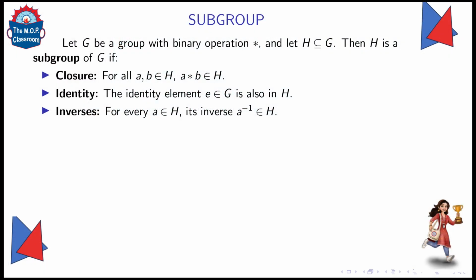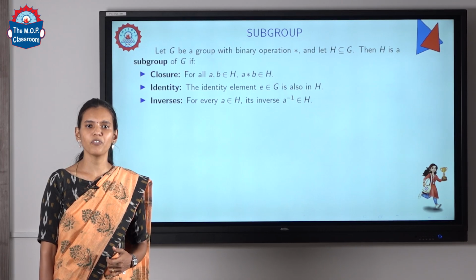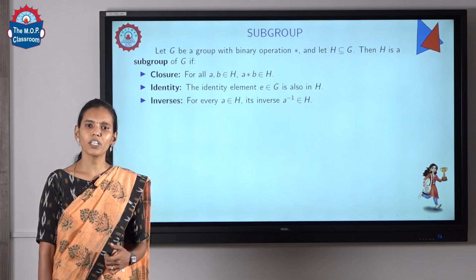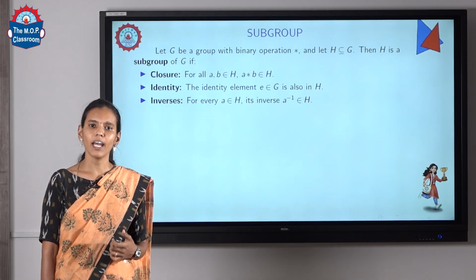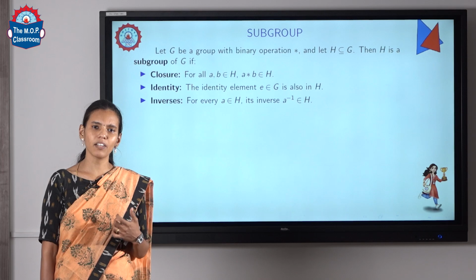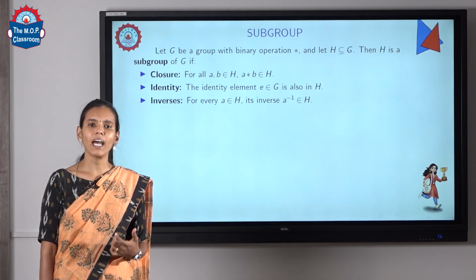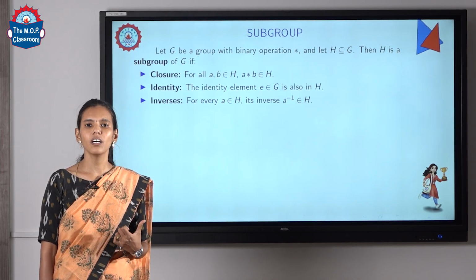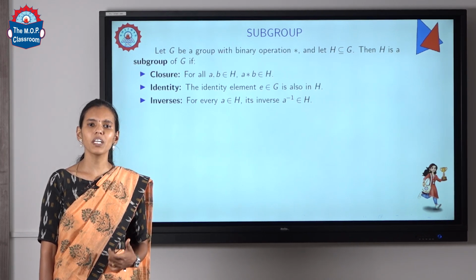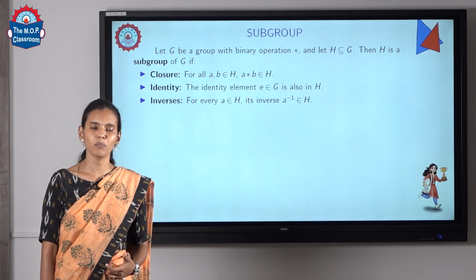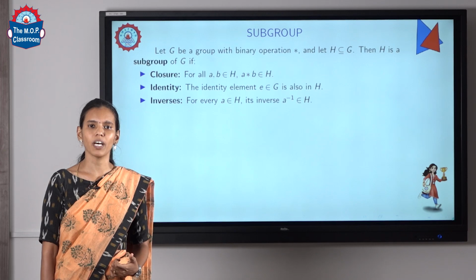Now we move on to the next definition, subgroup. When do we call a set a subgroup? In order to define a subgroup, first we need to define a group. So here we have already defined a group, the set of all integers with addition. When we take a subset from the group, and if that subset satisfies the three axioms of closure, identity and inverse, we can call that subset a subgroup. So we will see an example for that.